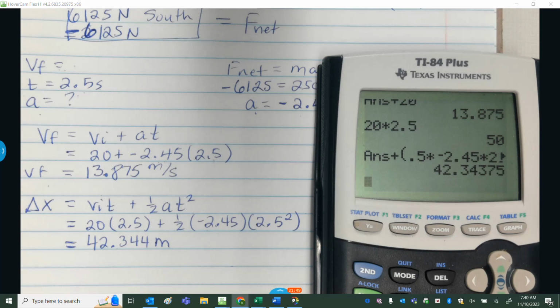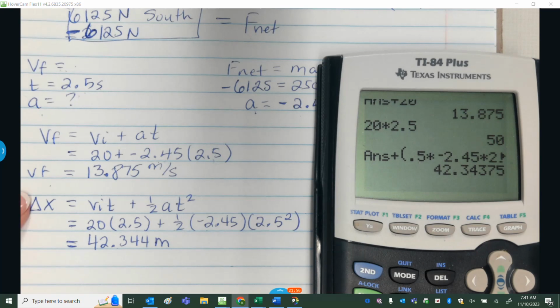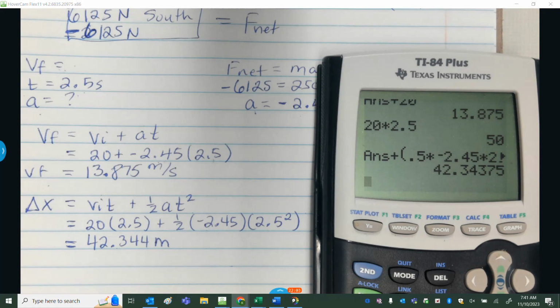So again, how far? We're using a different kinematic equation. If I ask you how far, or how fast, you're going to have to use kinematic equations. That's the only place that's going to show up. That doesn't show up in our momentum stuff.